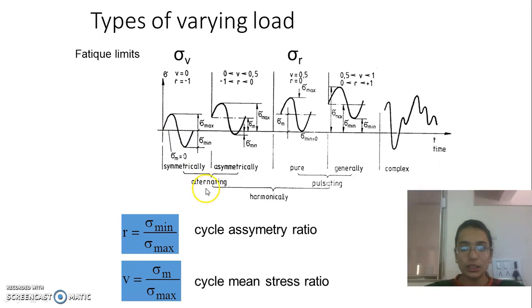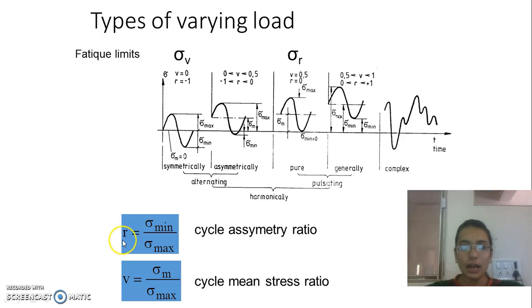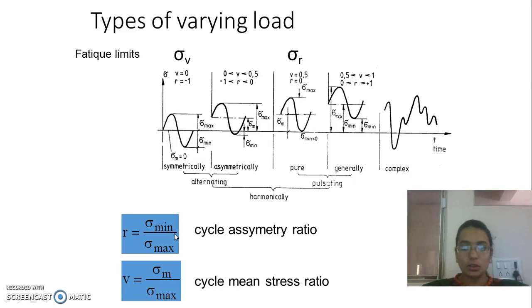In this we are showing symmetrical, asymmetrical, pure, general, and the complex graphs, where R is equal to the load ratio. R is equal to the cyclic ratio, where sigma min upon sigma max. Here is sigma mean upon sigma max.